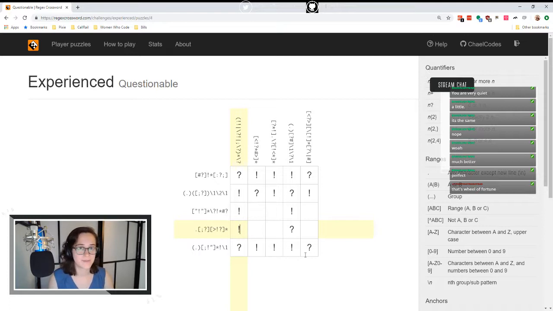Y'all, I think I figured this whole puzzle out, and I think I know what shape it's going to make at the end. If you want to try and guess, because I think I've cracked it. I think I know what it's going to be. All right. This one. Okay, so our first character in the horizontal regex string is a dot.